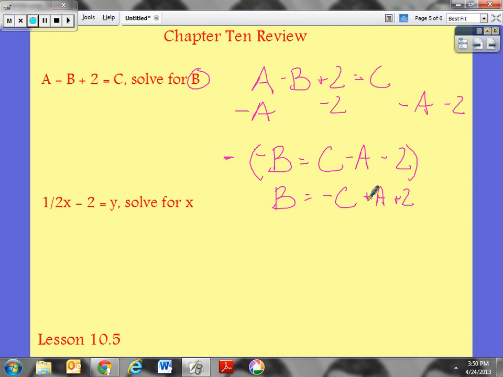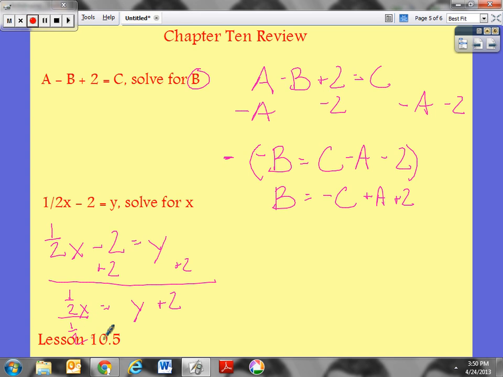Okay, and finally the last one, we have 1/2 x minus 2 equals y. Solve for x. Okay, so we have 1/2 x minus 2 equals y. Let's solve for x. So first thing I do is add 2 to both sides. So I'm left with 1/2 x is equal to y plus 2. I need to get rid of that half, so I'll divide both sides by a half. But dividing by a half is the same as multiplying by 2.